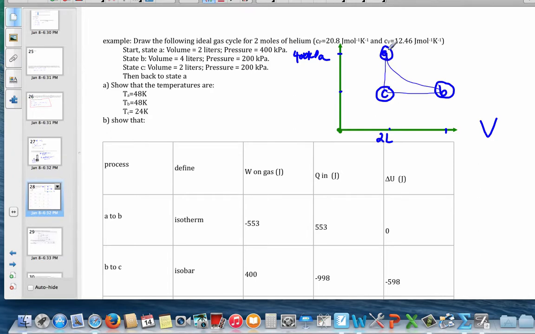Our task is, first of all, to name those 3 processes. Then we want to find the temperatures and show that those are the 3 temperatures for A and B and C. And then we want to find the work done for each of those 3 processes, the thermal energy transfer, and the change in internal energy.